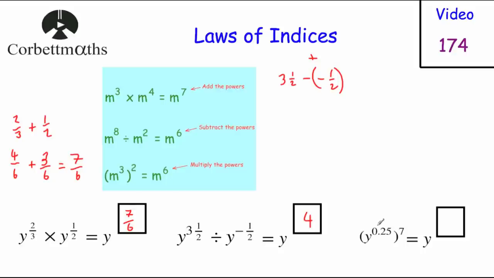And finally, we've got y to the power of 0.25 all to the power of 7. Here we've got a power of a power, so we're going to multiply the powers together. So we're going to do 0.25 multiplied by 7, and our answer would be 1.75. So that means we'd have y to the power of 1.75. Alternatively, we could have considered the 0.25 as a quarter, so we'd have a quarter multiplied by 7, and that would be 7 quarters, and 7 quarters is the same as 1.75.